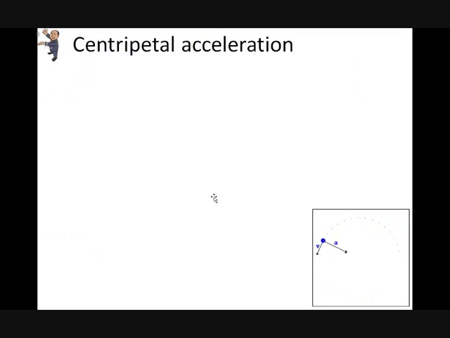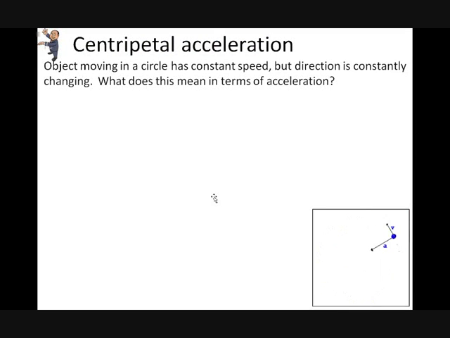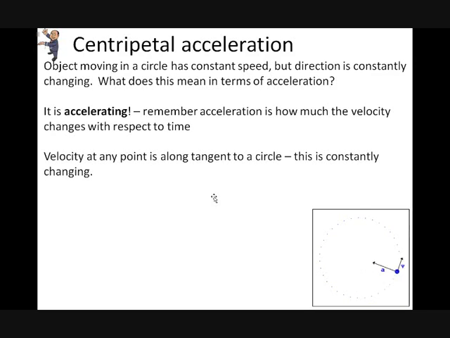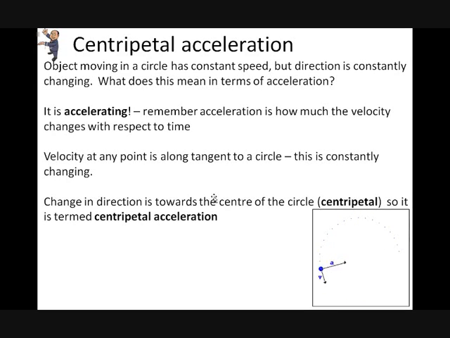So centripetal acceleration. We know that from last lesson, if you're moving in a circle at a constant speed, your direction is constantly changing. So in terms of the acceleration, this must mean that you are accelerating. Why is that? Acceleration is how much the velocity changes with respect to time, and velocity involves direction, because the velocity at any point, if you look at the blue dot, is along a tangent to the circle. So the arrow labelled V is constantly changing direction. This change in direction is always towards the centre of the circle. This is what the word centripetal actually means. So it's termed centripetal acceleration.